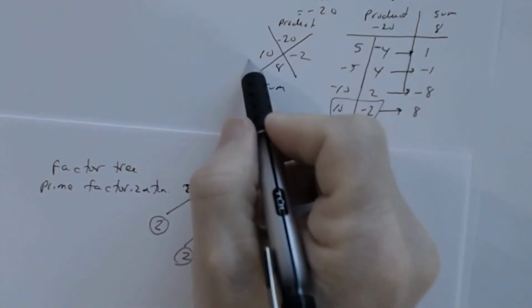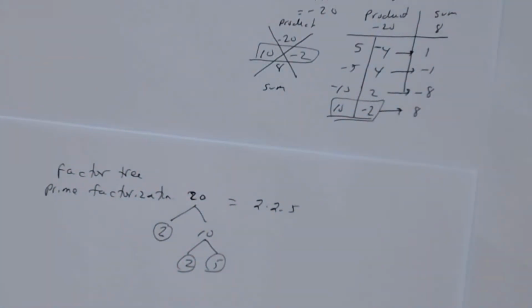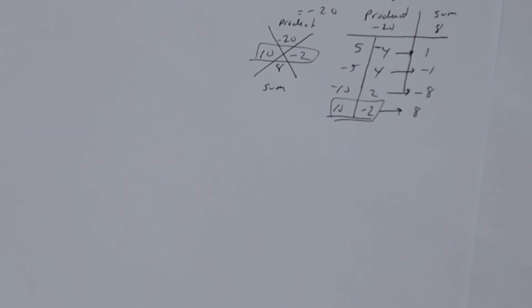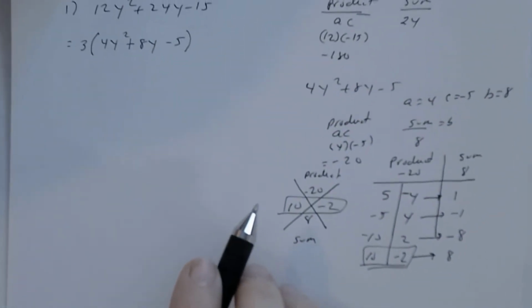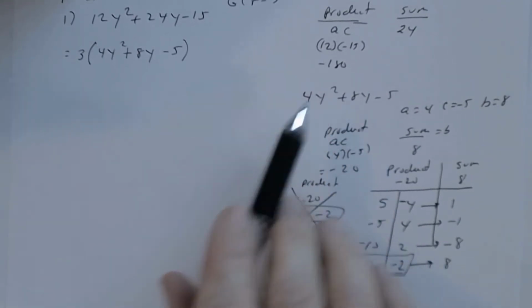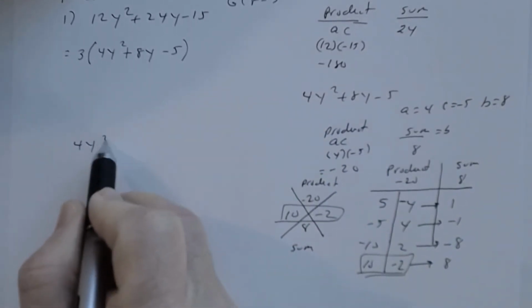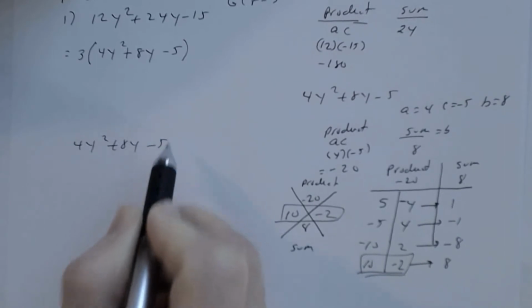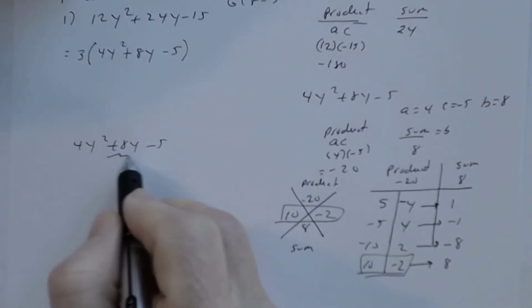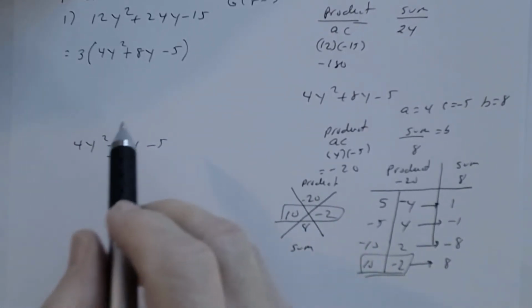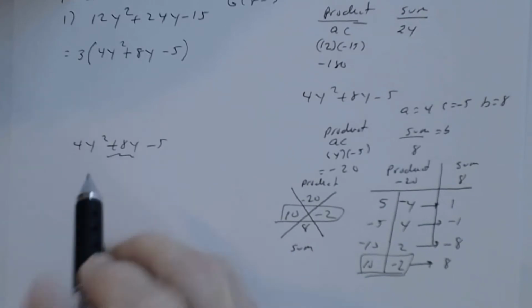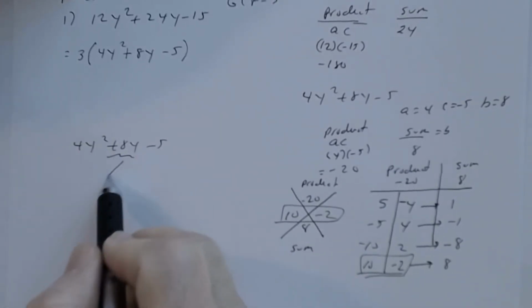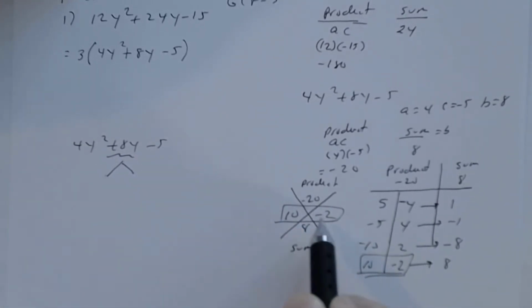Now, once you find it, remember the AC method, once you find the two numbers that go here, then you're going to rewrite, let me go ahead and put that here, 4y squared plus 8y minus 5. So then you're going to rewrite the middle term using two terms, because remember the AC method involves grouping. So you've got to go from 3 terms to 4 terms. And so 8y is where you're going to use this.